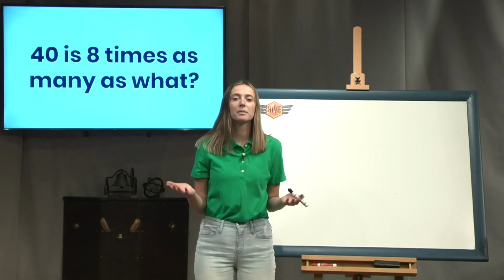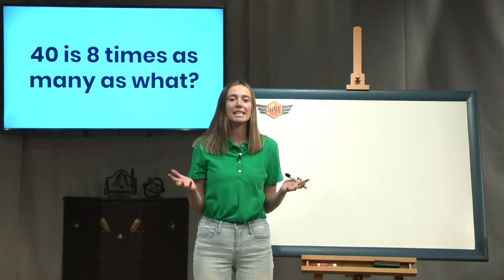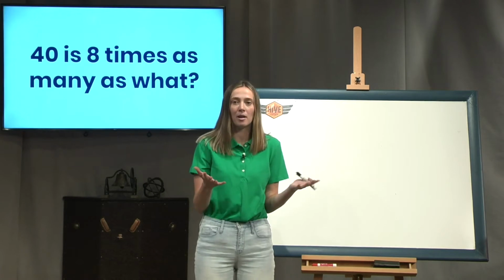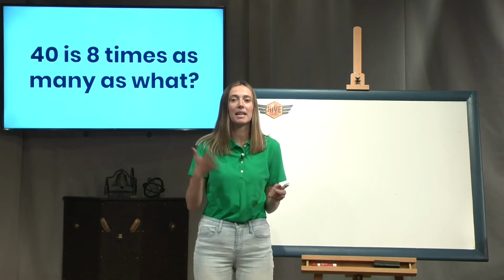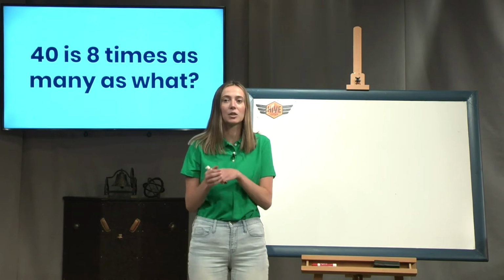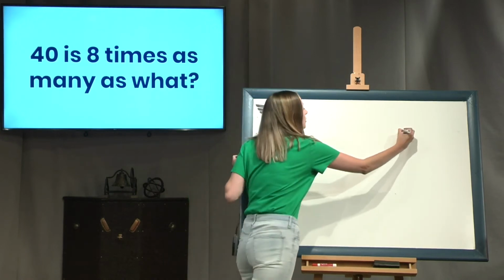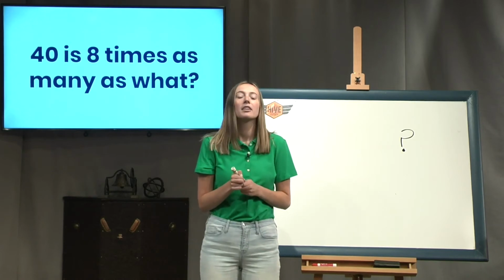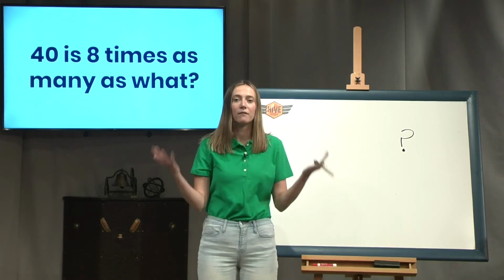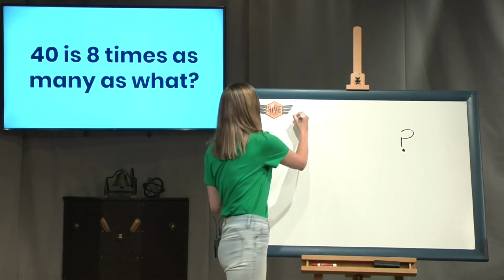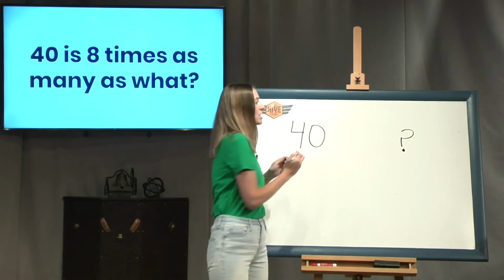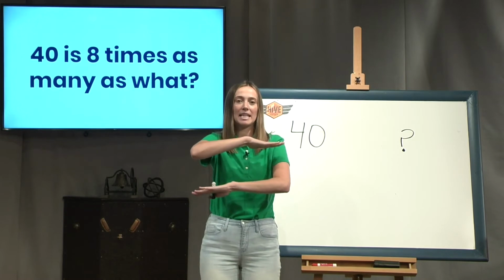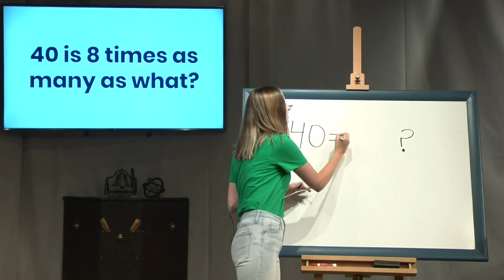All right, our next problem says 40 is 8 times as many as what? So we have our problem. 40 is 8 times as many as what? And our what has a question mark behind it. So we know there's something that we don't know that we need to solve. So let's start from the beginning. 40, we need to write that number down. 40 is, every time you hear is, you know that you need to write an equal sign. Let's write an equal sign.